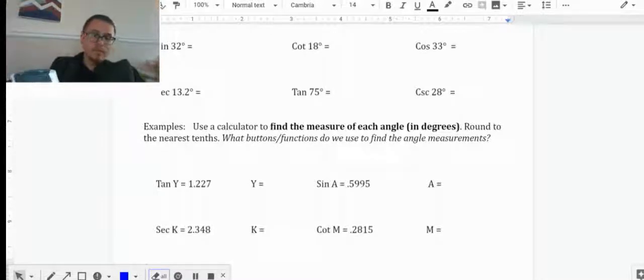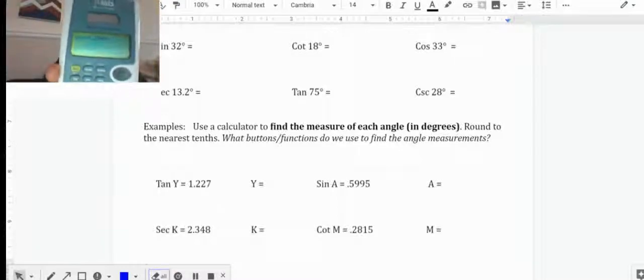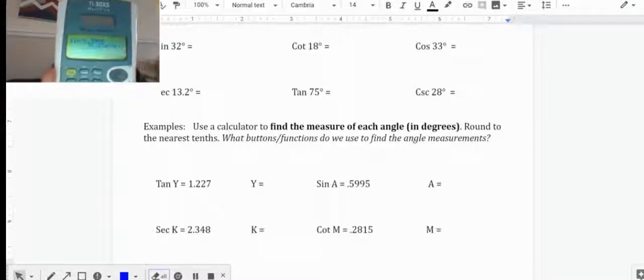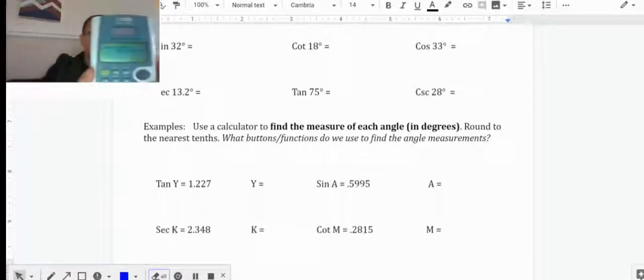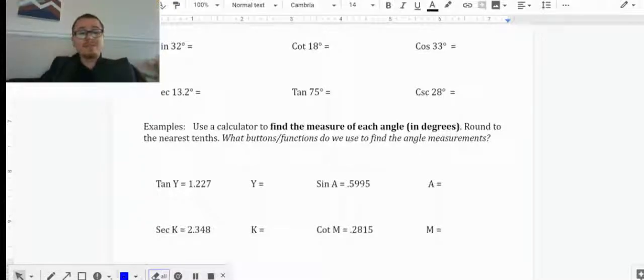Now for secant, let me make sure I get this right. I left my notepad at school because I thought I was going to be there today. So secant is the inverse of cosine. The way it's going to go is you're going to do 1 divided by second cosine of 2.348. That's not it. So let me pause this real quick.